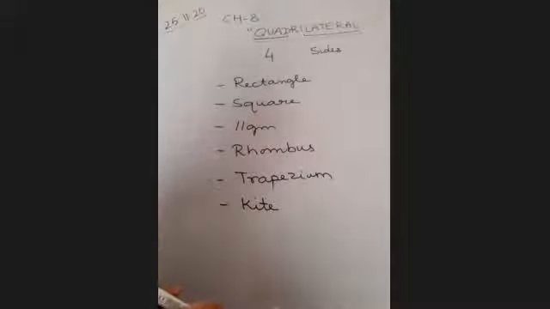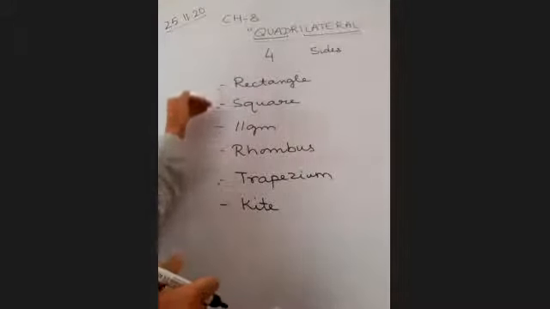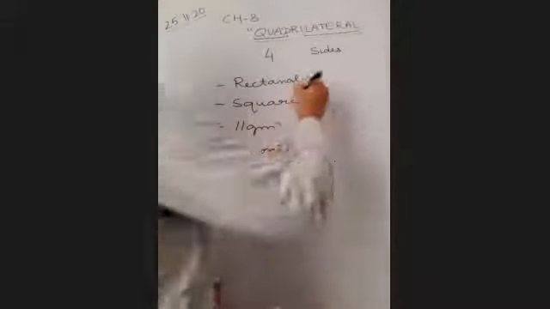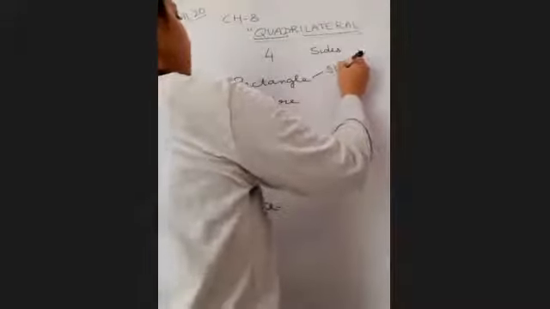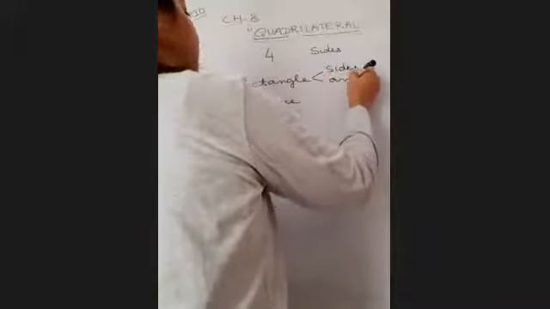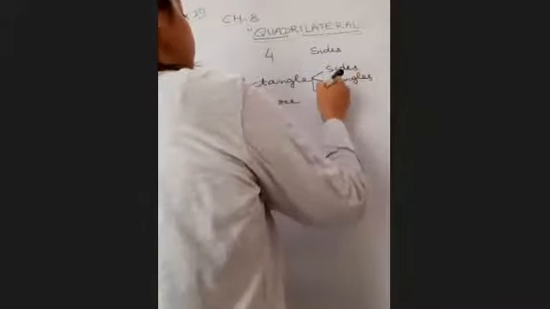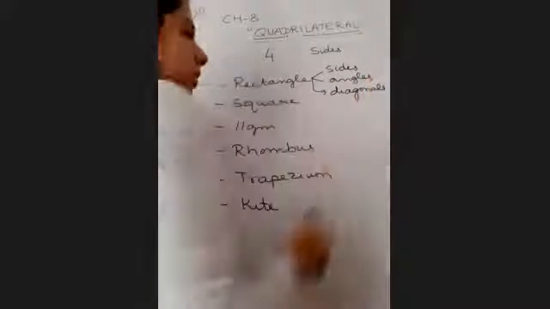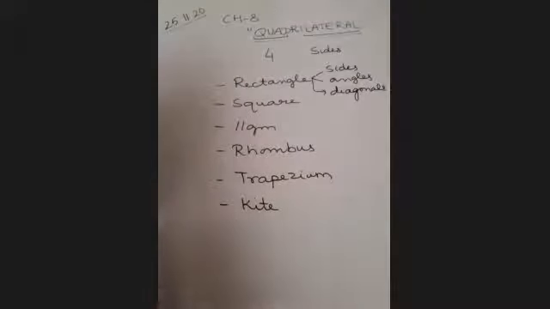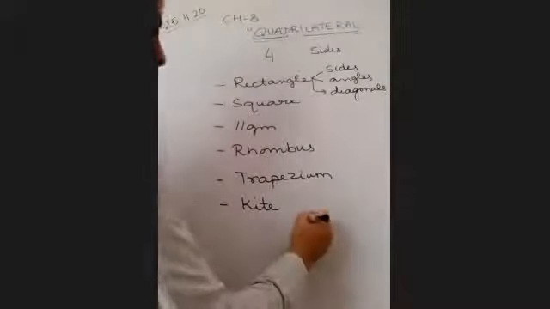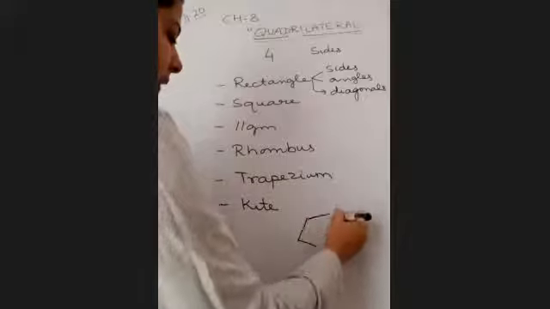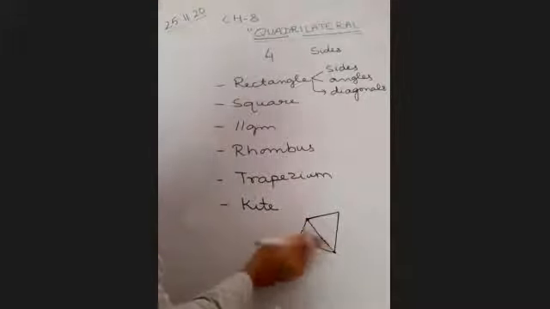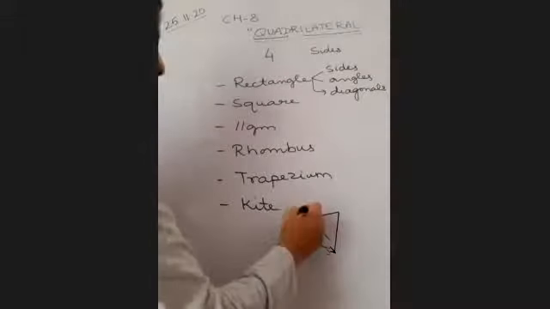Right. But now in this chapter, we are going to deal with each one of them. They have got some specific properties. Now the properties will be related to their sides, their angles, and diagonals. I hope you know that a diagonal is a line segment that joins opposite vertices.